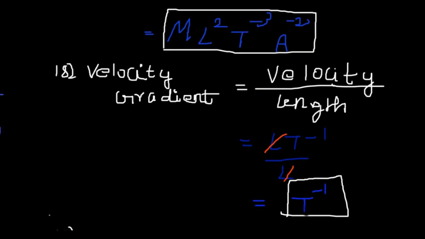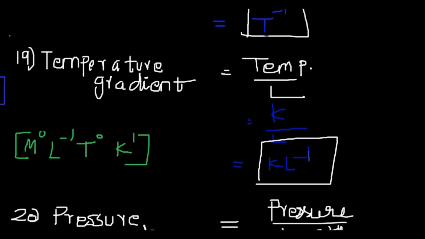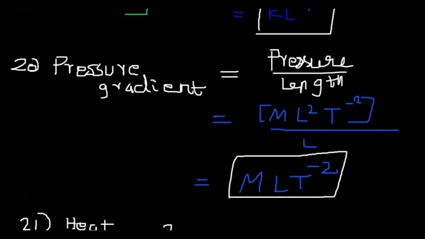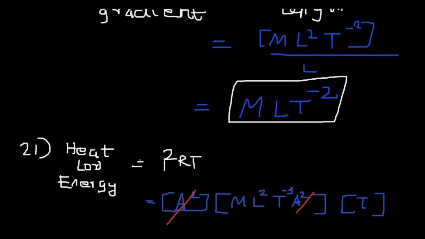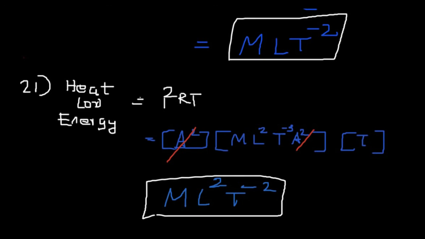The dimensional formula for velocity gradient is T power minus 1. In short, you can say M power 0 L power 0 T power minus 1. And remember that gradient is nothing but change per unit length. That's the thing you should remember right over here. The temperature gradient is M power 0 L power minus 1 T power 0 K power 1, which can be shortly represented as K L power minus 1. The dimensional formula for pressure gradient is M L T power minus 2. And the dimensional formula for heat or energy is nothing but M L squared T power minus 2.